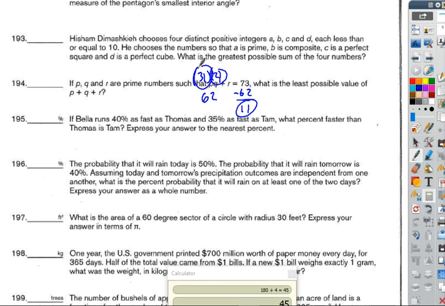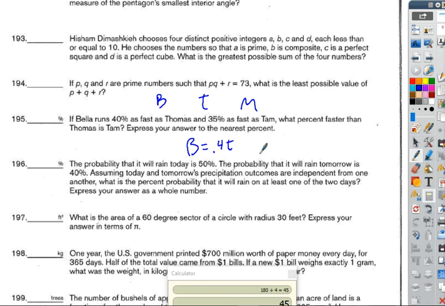All right, if Bella runs 40% as fast as Thomas and 35% as Tam, what percent faster than Thomas is Tam? Express your answer as the nearest percent. All right. So if we let B be Bella's speed, so we're going to have this as B. So we're going to say Thomas is T. And let's, I don't know, Tam starts with a T, so let's use M for Tam. Then we have two equations. B is equal to 0.4 T, because 40% is 0.4.